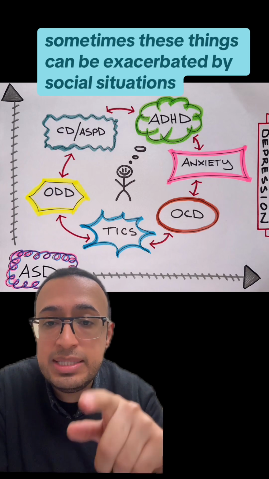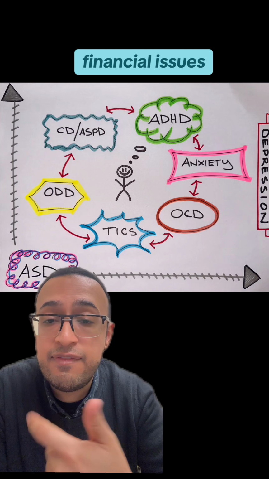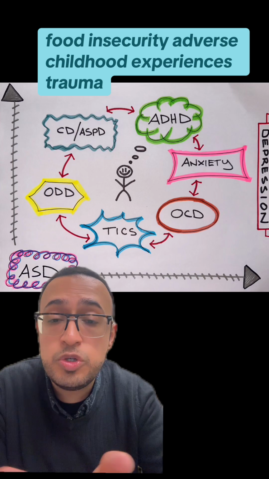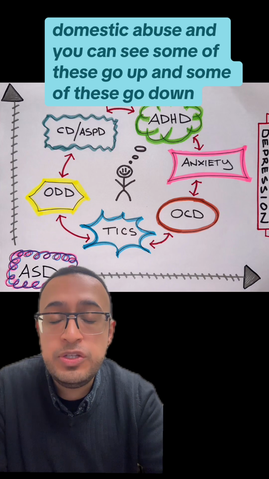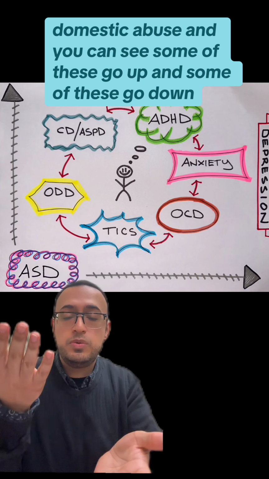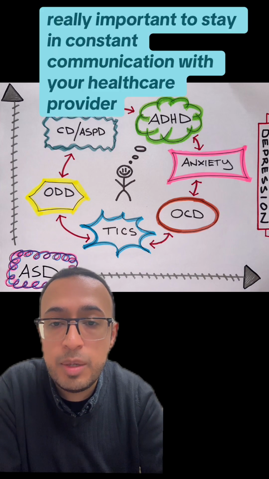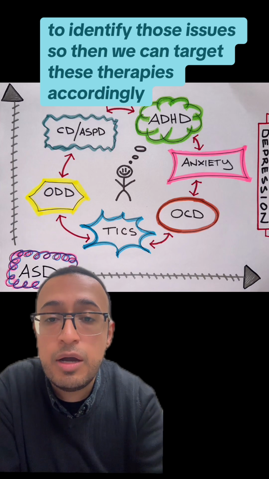Sometimes these things can be exacerbated by social situations like lower socioeconomic status, financial issues, food insecurity, adverse childhood experiences, trauma, witnessing intimate partner violence, domestic abuse. And you can see some of these go up and some of these go down. And so it's really, really important to stay in constant communication with your healthcare provider to identify those issues so then we can target these therapies accordingly.